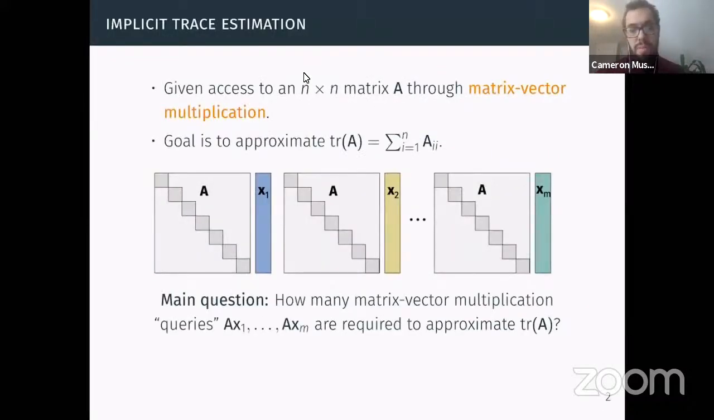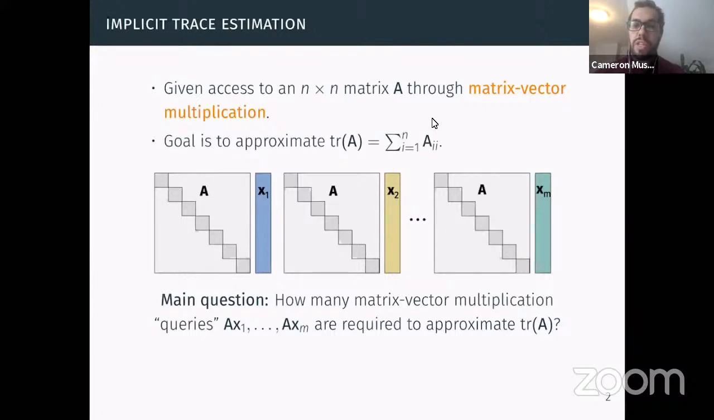So the problem we're talking about today is implicit trace estimation, or matrix-free trace estimation. We're given access to an n by n matrix A only through matrix vector multiplication. So we're not able to read entries. We can just compute A times x for a vector x. And our goal is to approximate the trace of that matrix. We want to approximate the sum of its diagonal entries.